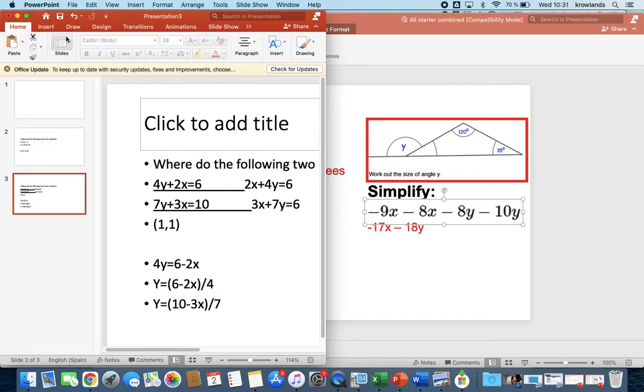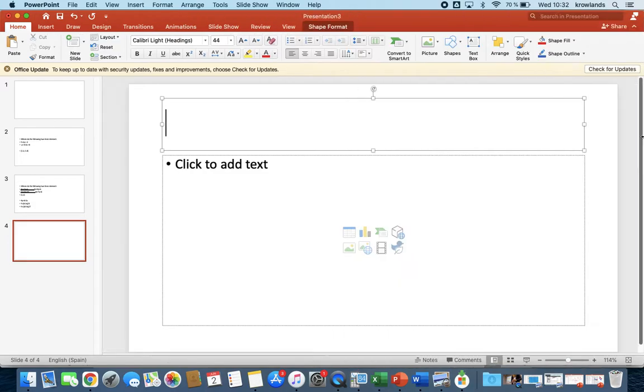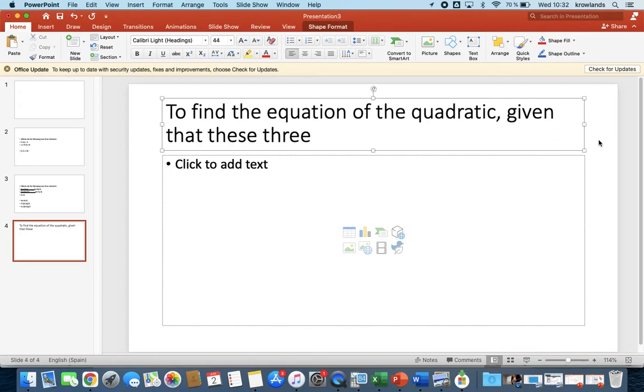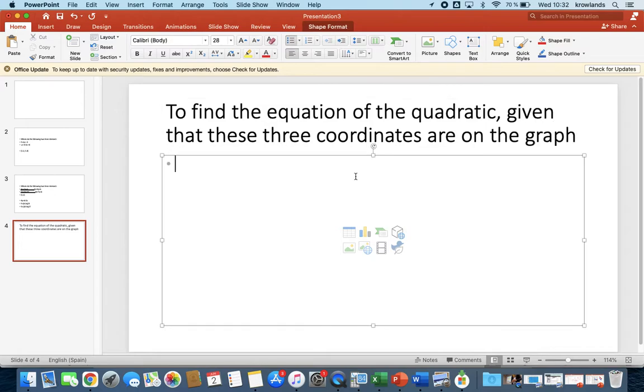This is a difficult question to do with the polysmelt function in your graph calculator. We're going to be given 3 points. It might ask you to find the equation of the quadratic, given that these 3 coordinates are on the graph. The 3 coordinates in this particular question are -1, 6; 2, 26; and finally 7, 1. Now this looks complicated, but it's not really.